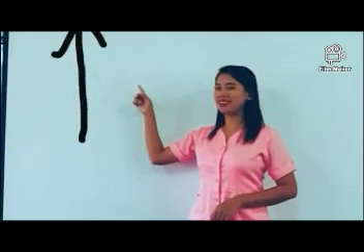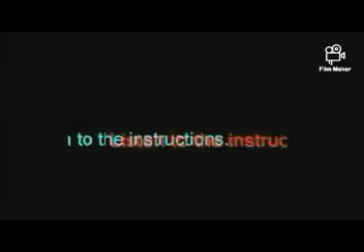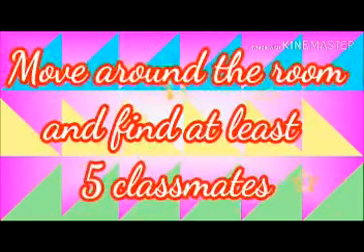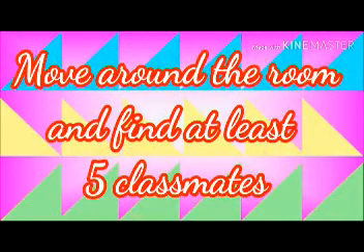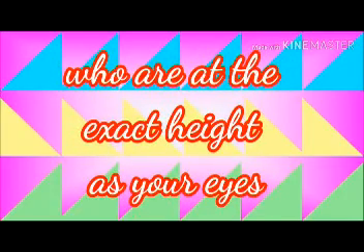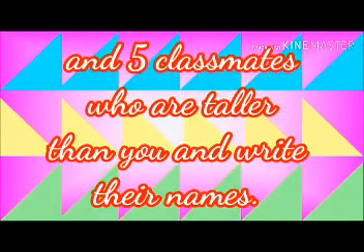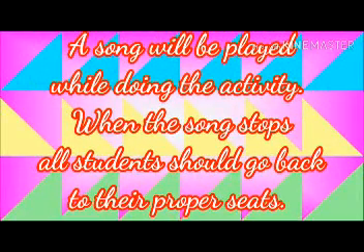Our first activity is Look Up, Look Down. Move around the room and find at least 5 classmates who are at the exact height as your eyes, and 5 classmates who are taller than you, and write their names. A song will be played while doing the activity. When the song stops, all students should go back to their proper seats.